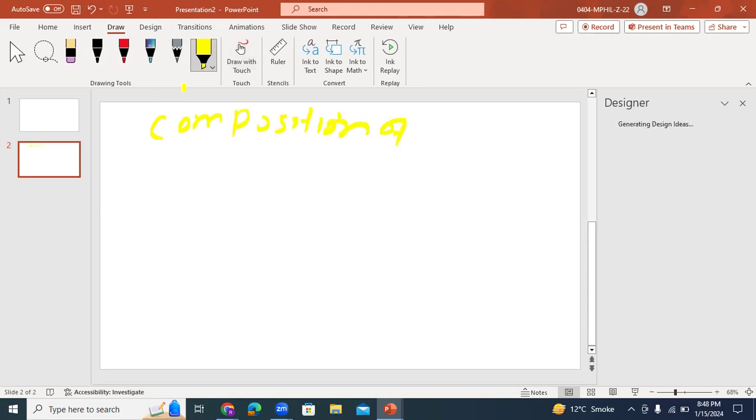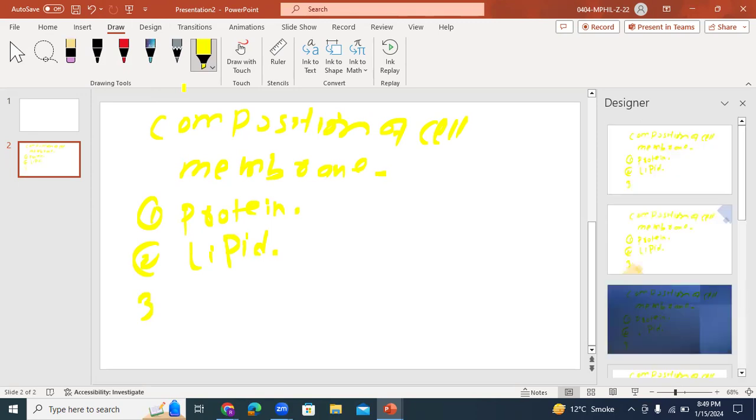Composition of cell membrane. What type of molecules or substances are present here? The first type is protein. Second is lipid. And the third type is, uh, lipid. There are some proteins here.